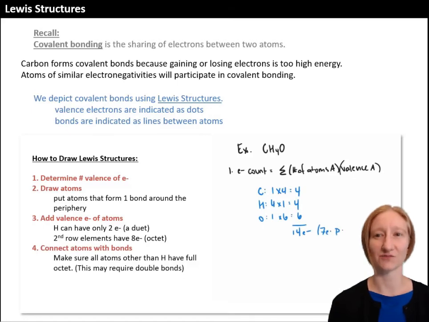Next, we'll draw our atoms, and we'll put atoms that form one bond, like hydrogen, around the periphery. Okay, next we add our valence electrons. 1 electron to hydrogen, 4 to carbon, and 6 to oxygen. And then we'll connect the atoms with bonds. Okay, when we're done, we'll do a double check to make sure that all atoms, except for hydrogen, have an octet, and that we have 14 electrons in our Lewis structure.